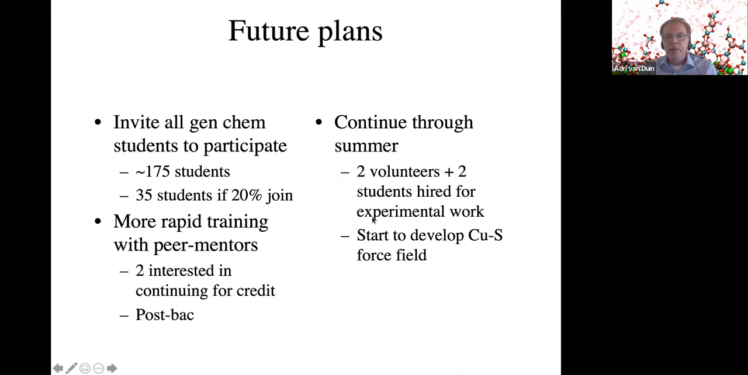One thing that we already started this month is that we want to start developing the copper silver force field. My group will set up the basics of that, and we would also like to make that force field development somewhat interactive with what Kate's students are doing, so that they can get at least some involvement in that process.